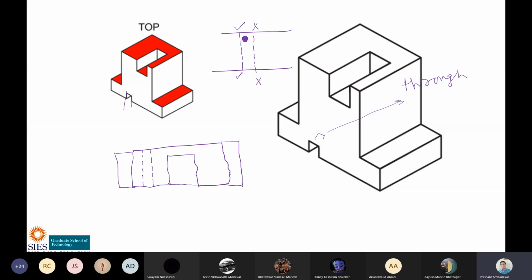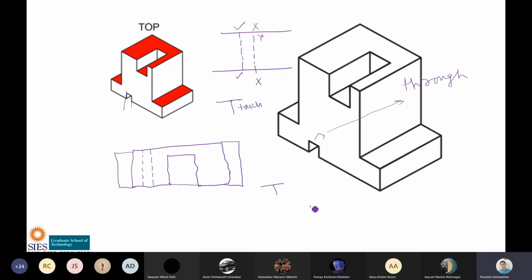What is correct in this? The dotted line and the dark line should touch each other. Here it is not touching, here it is not touching, and here it touches and goes outside. So both of these are not correct. The dotted line and the continuous line should be in contact with each other. This you have to remember.